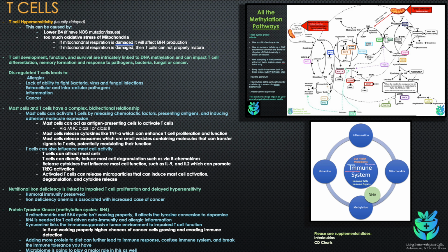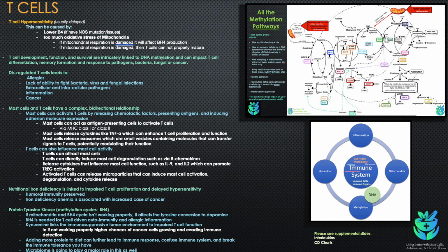Mast cells and T cells have a very complex bidirectional relationship, so that means they talk to each other. Mast cells can activate T cells by releasing chemotactic factors, presenting antigens, and inducing adhesion molecule expression. So, mast cells can act as antigen-presenting cells to activate T cells, and this is via the MHC class 1 or class 2. Mast cells release cytokines like tumor necrosis factor alpha, which can enhance T cell proliferation and function.